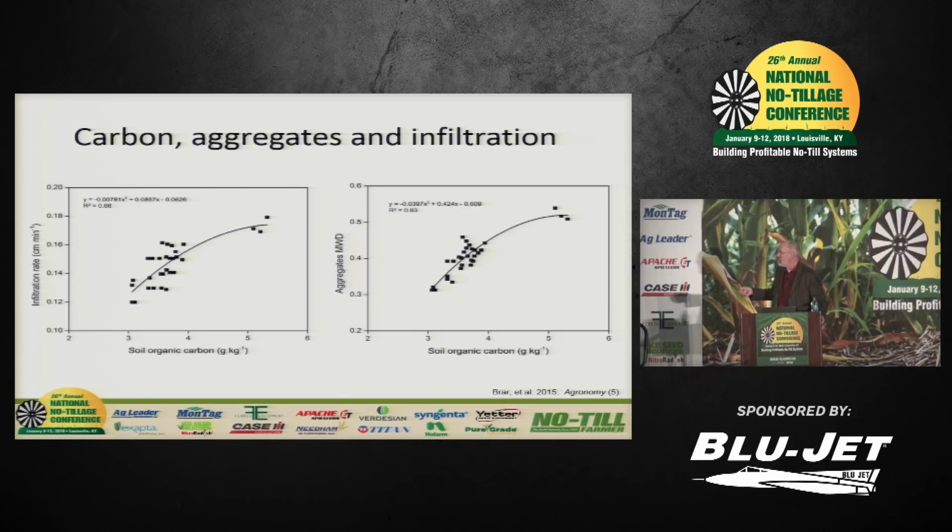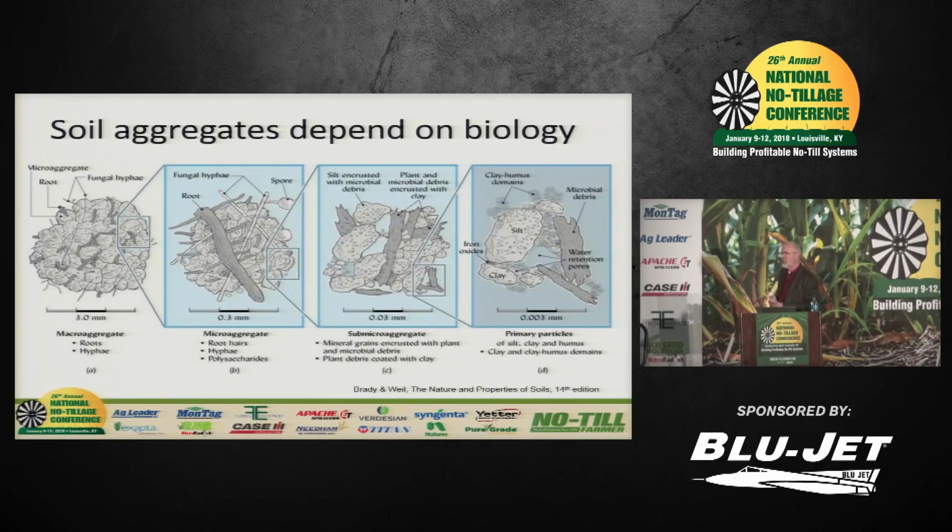As aggregate stability increases, it's in relation to organic carbon levels. The point being there's this relationship between organic carbon, the stability of aggregates, and the infiltration of water. We know that because we've seen the famous slake test. So what does that have to do with biology?